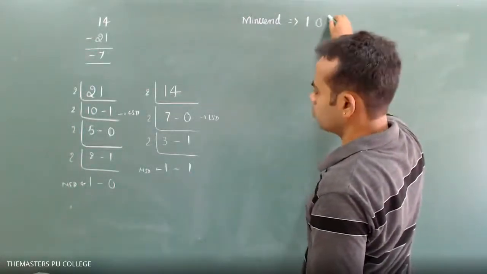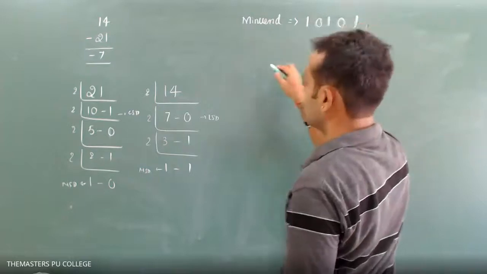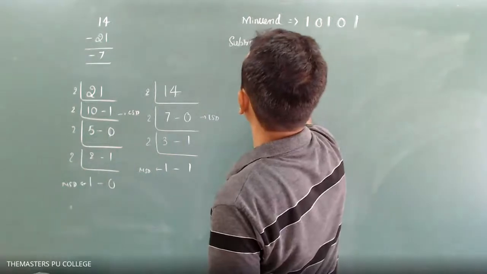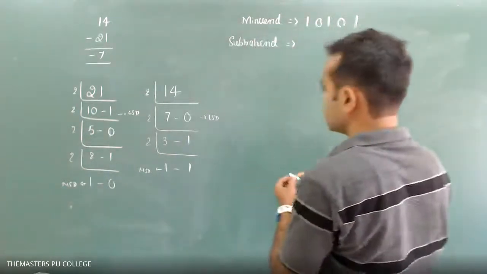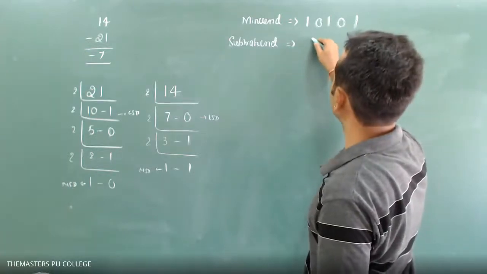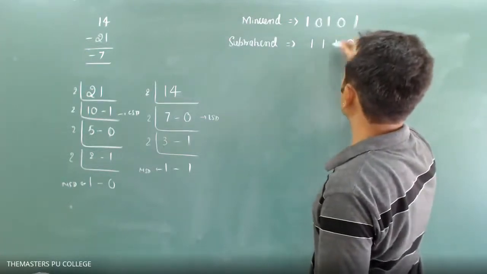1 0 1 0 1. Next, what about subprime? Just check out the subprime. Subprime, let me check that. So 4 digits, 111 0, right?